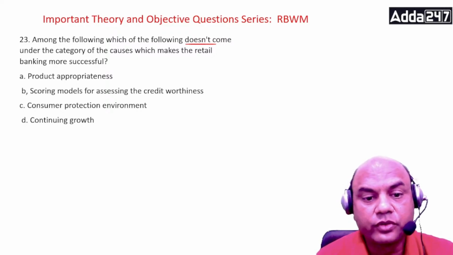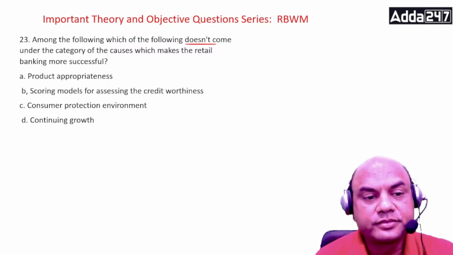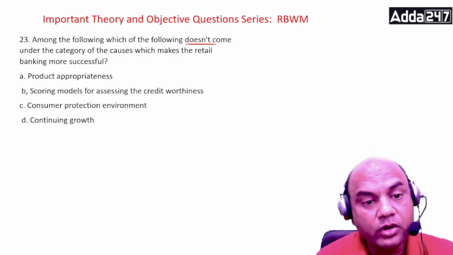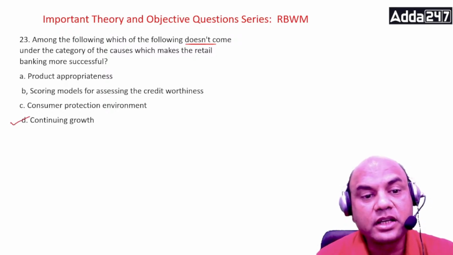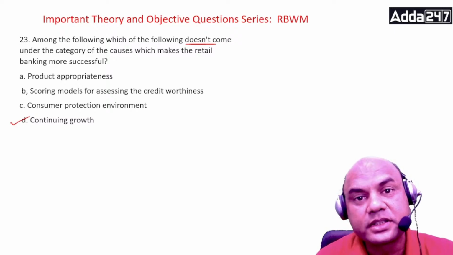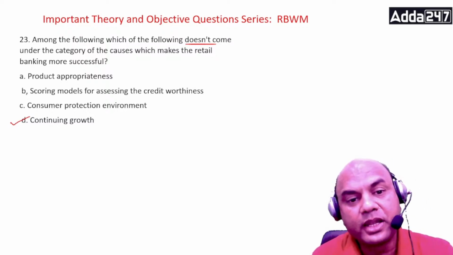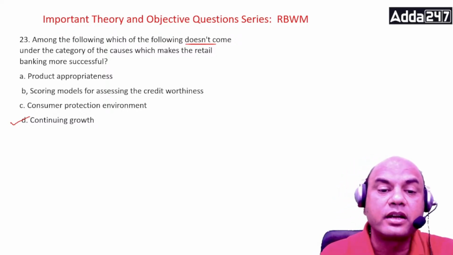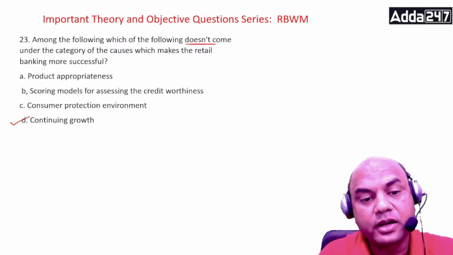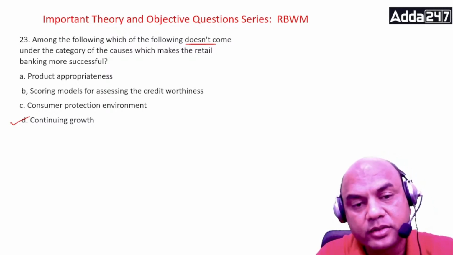So which doesn't come? The answer is product appropriateness, scoring model, consumer protection, or continuing growth. This doesn't come under the category of the causes. So continuing growth is not the cause, it is basically the effect. Okay, it is the effect. So the remaining three are the causes for success of retail banking: presence of an efficient delivery mechanism, product appropriateness, scoring models. These are all the requisites based on which my bank can grow.